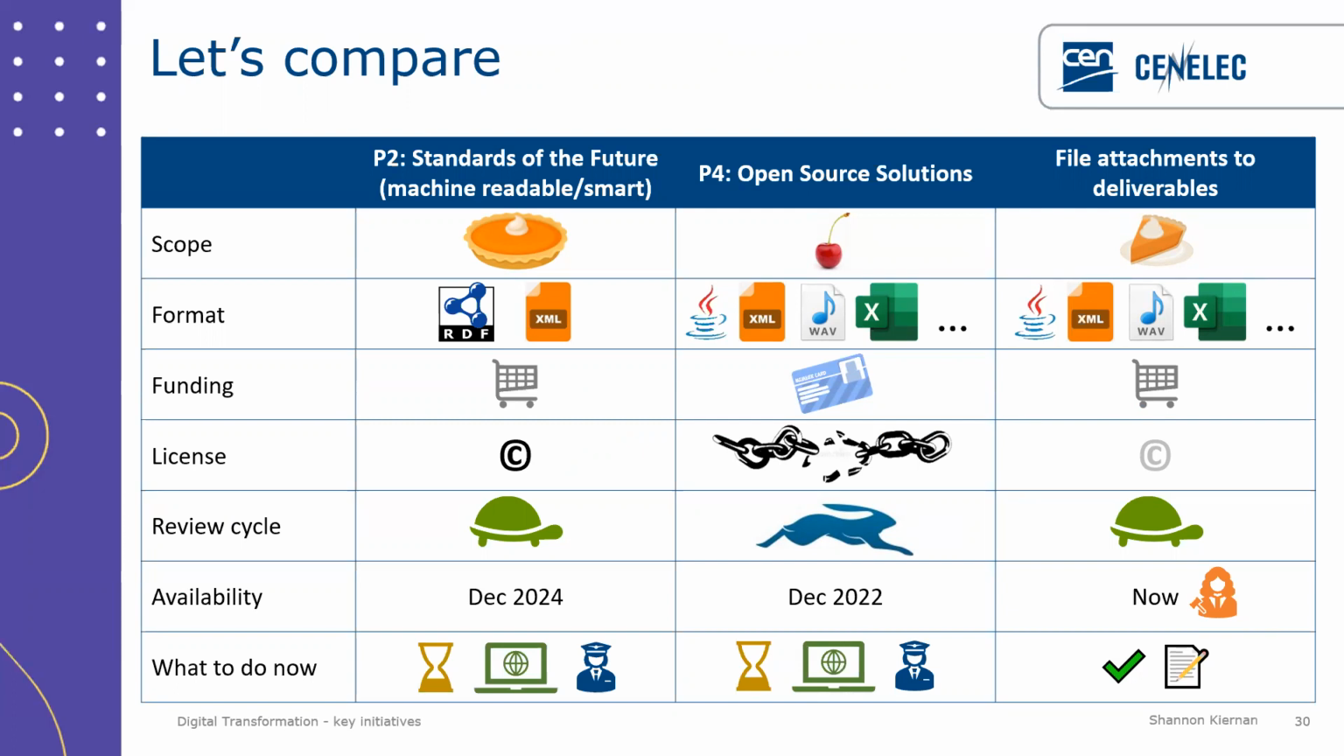Firstly, if we look at the scope. Project 2, Standards of the Future, which is about machine readable or smart, is about the whole pie. It is the whole standard that's being represented in a different format. File attachments to deliverables, however, is just one part of it that's being represented in a different format. The rest of the pie is still in its traditional way in Word and PDF, but this one part is, for example, an audio file. But it's still part of the standard.